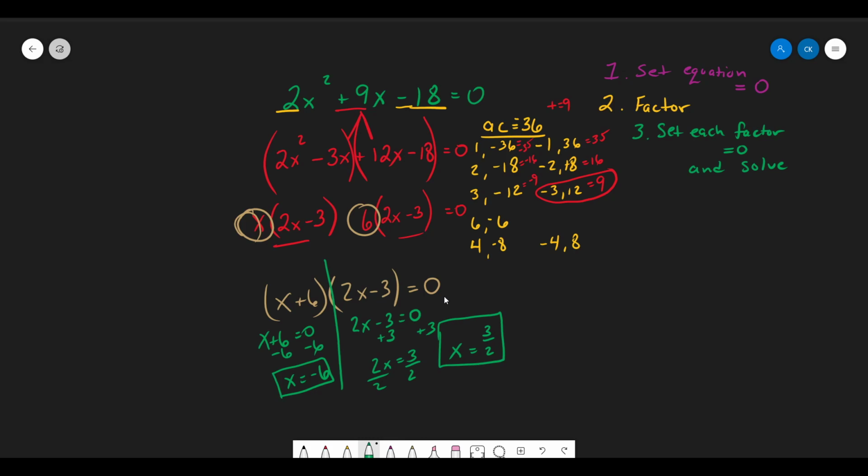Remember, when we're solving our factoring equations, we should get two answers. Our answers should be the same as our degree. If we have a second degree function, we should get two answers. So my answers here, again, I want to put them in our set. So it would be the set of numbers, 3 halves, and negative 6. That would be my final answer.